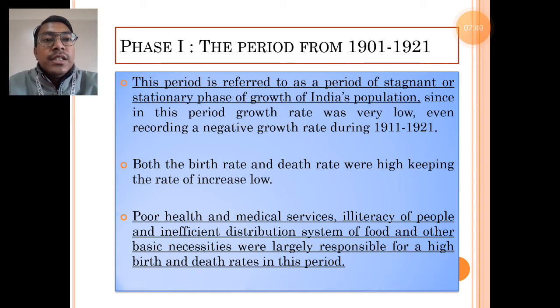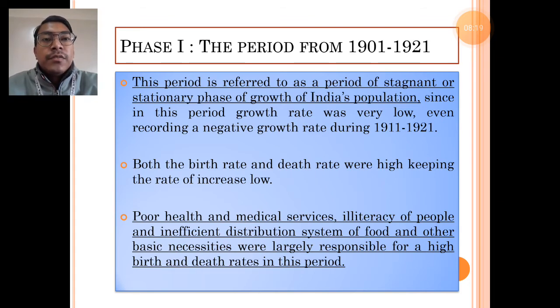Because in this period both the birth rate and the death rate were high. One of the main reasons was poor health and medical services. You can imagine, before independence, the health facilities in our country were very poor. We did not have proper medical facilities. Illiteracy of the people was also responsible for the high birth rate, because proper family planning was not there. People used to think that more family members are an asset for the family.